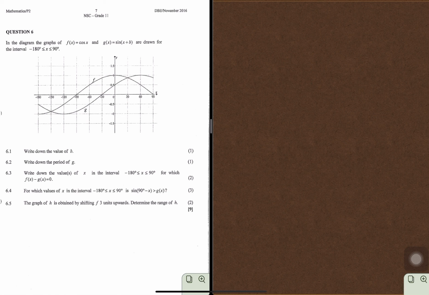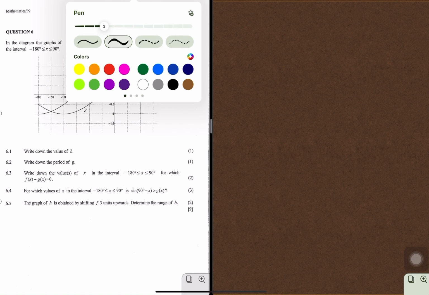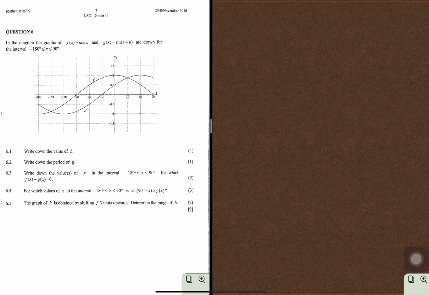Let's check these graphs here. I'm going to underline them. Let me just enlarge this. So the cos graph is possibly this one. That is the graph of f that you are given. And then you're also given the graph of g, which is this particular one there. Okay, so now check. They say to you, write down the value of b. So the value of b shifts the graph of sine horizontally to the left of the x-axis or to the right of the x-axis.